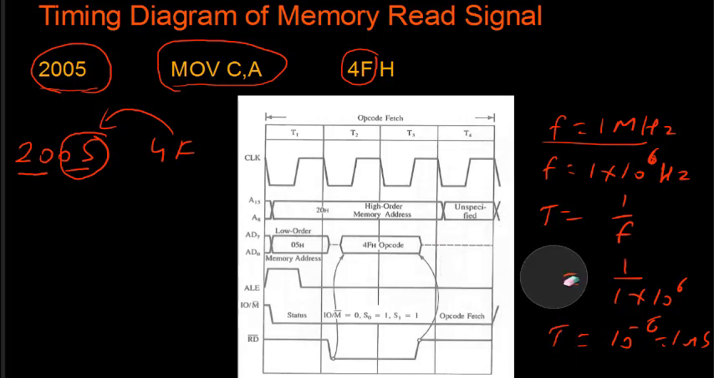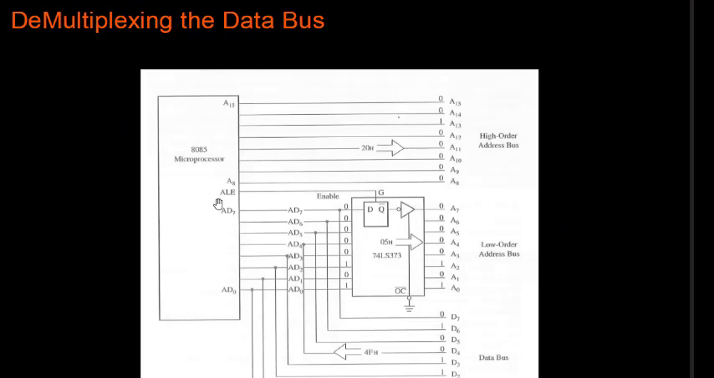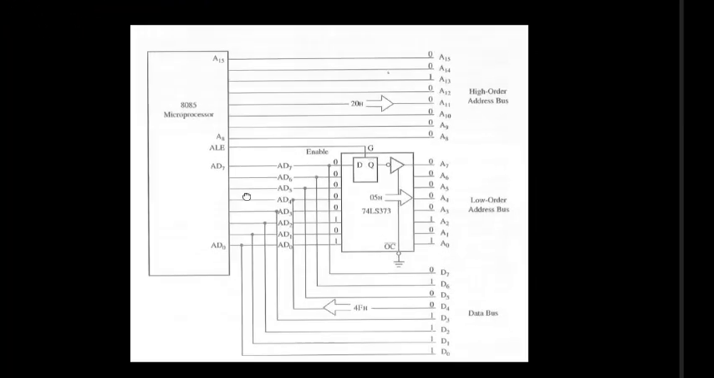Similarly, we can show it for the memory write cycle also. Now in the pinout diagram, we saw that the low order address bus is also used as the data bus. So how do we demultiplex them? We will see how the demultiplexing is done. In this diagram, the higher order address bus is this one, A8 to A15. Then this is the low order address bus. We have to separate the address and data signals. After finding the address, we need to transfer the data or read the data.